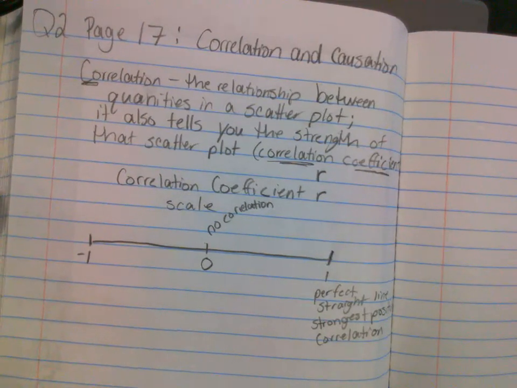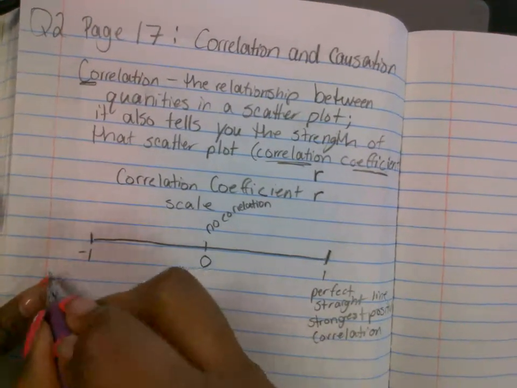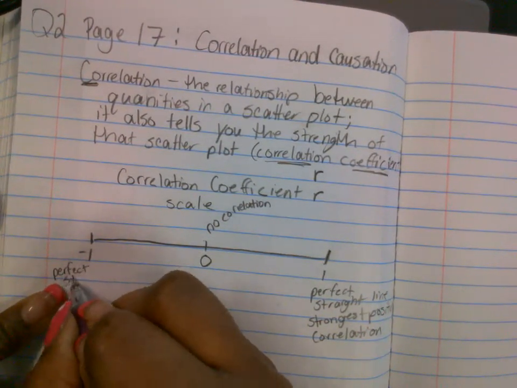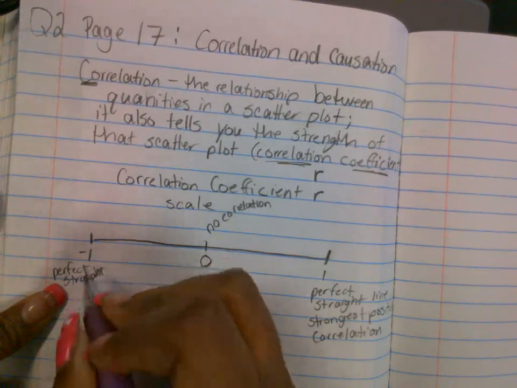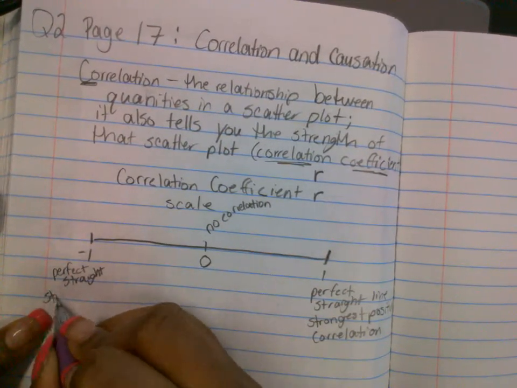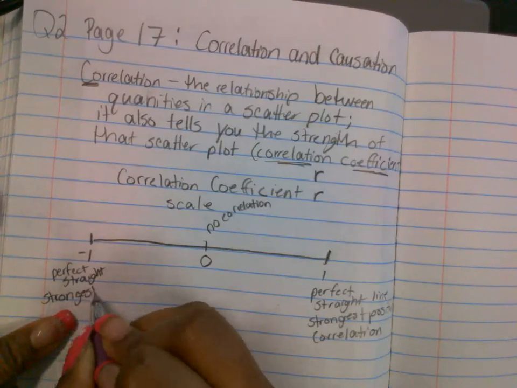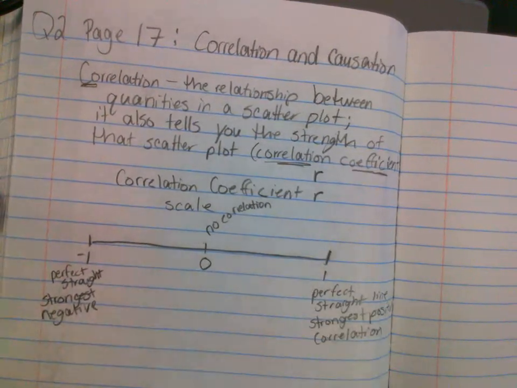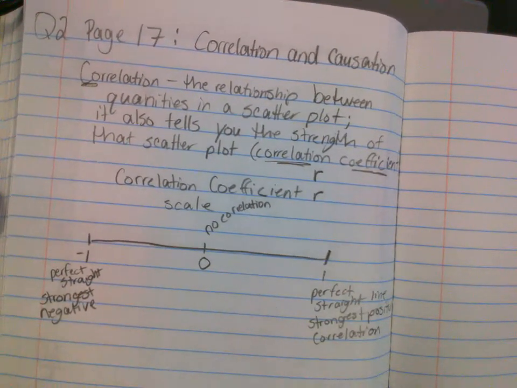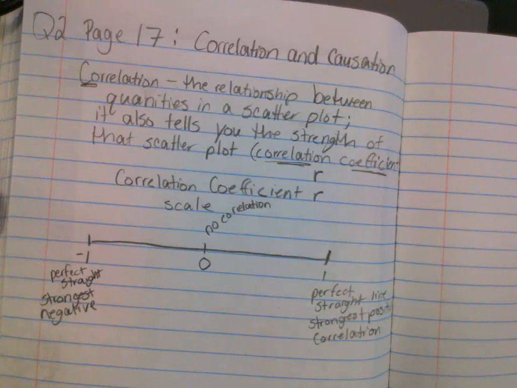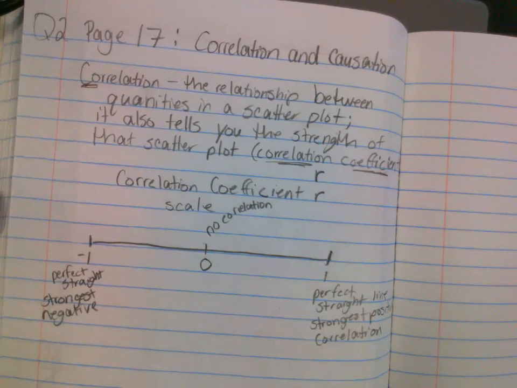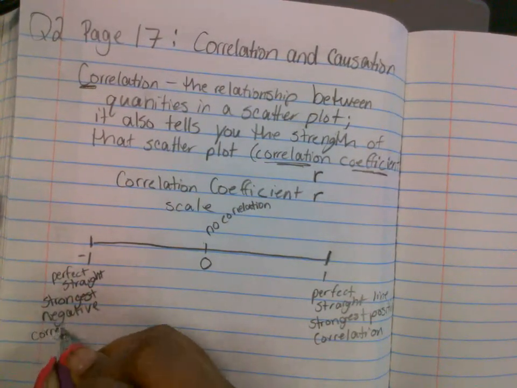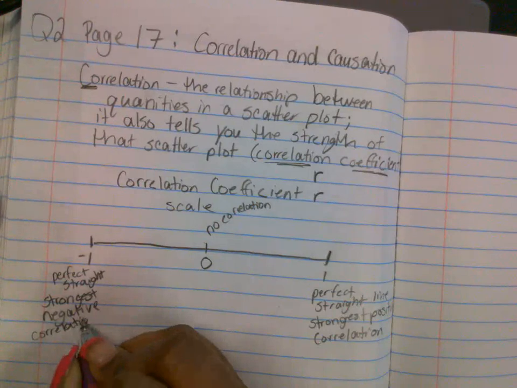On the opposite of that, this forms a perfect straight line also. But what's the difference, you think? It's the strongest negative correlation. That means it's a perfect straight line going down. Those points form a perfect straight line going down on a scatter plot. So it's the strongest negative correlation that there is.